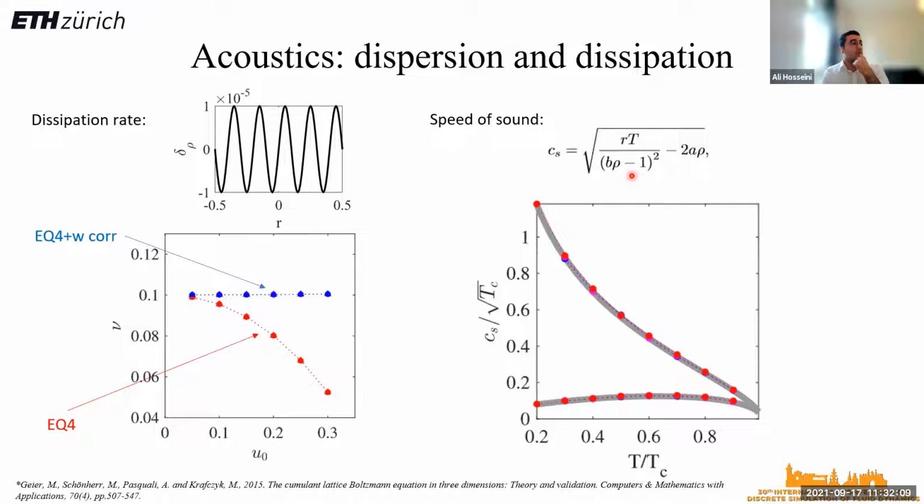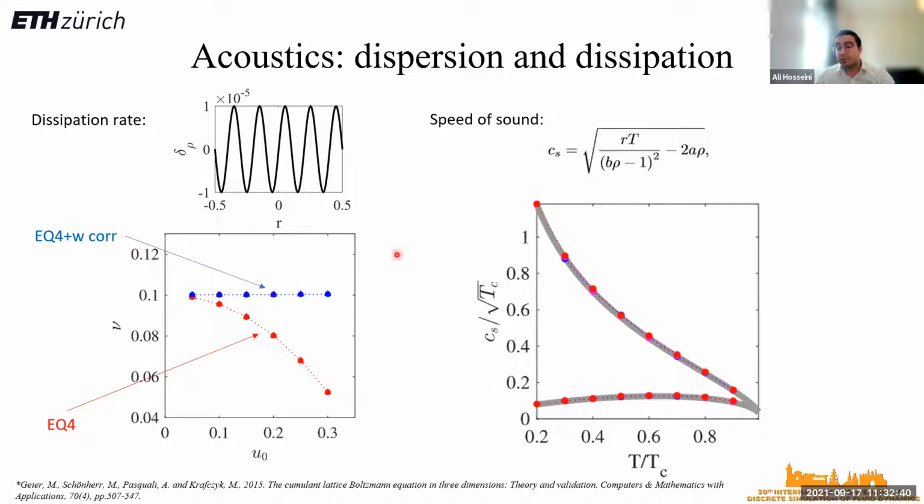In the acoustic properties, here you can see the results for the speed of sound as obtained from this model, and also the dissipation rate. The speed of sound, as you can see, the model is able to correctly recover in both the gas and the liquid phase, and they agree pretty well with the analytic solution. For the dissipation rate, on the other hand, the simulation is basically a sine wave of density or pressure, which dissipates over time, and you measure the kinetic energy and you fit it with an exponential function.